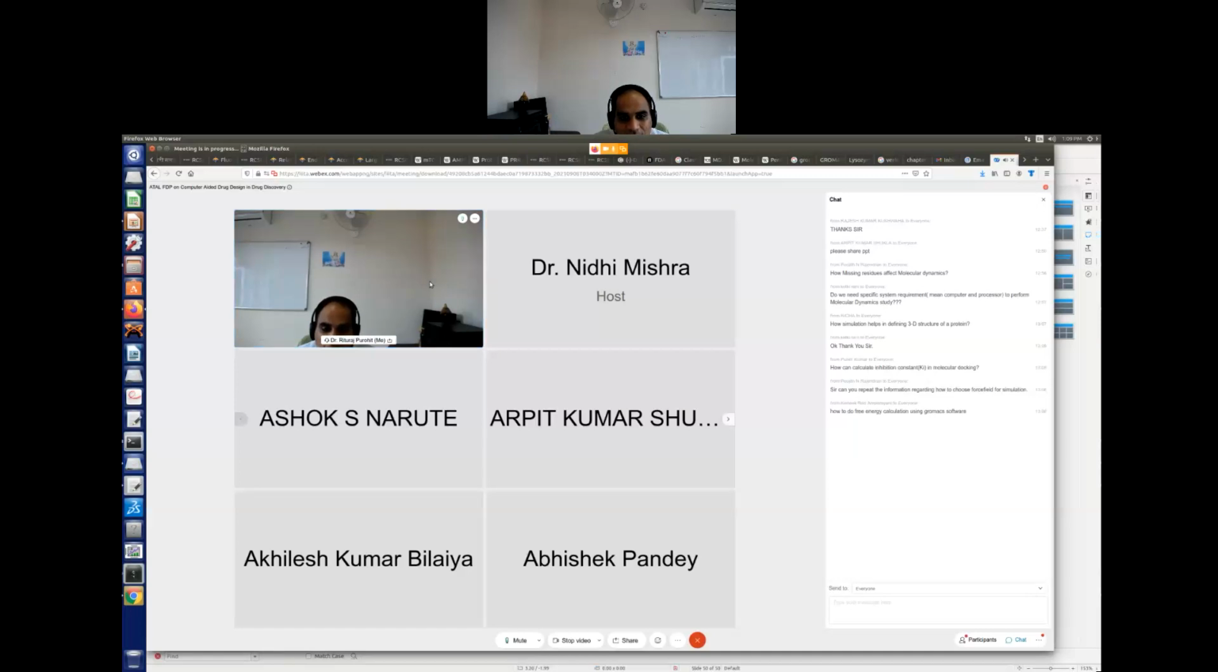Okay, I can read another one. How can we calculate the inhibition constant Ki in molecular docking? You can do that if you observe the log file in the molecular docking. If you are doing AutoDock, you will have the docking log file, right? In that log file, you can see the Ki value. Just press Control F and find the Ki. You will get the Ki value of each pose, each ligand pose or each ligand.